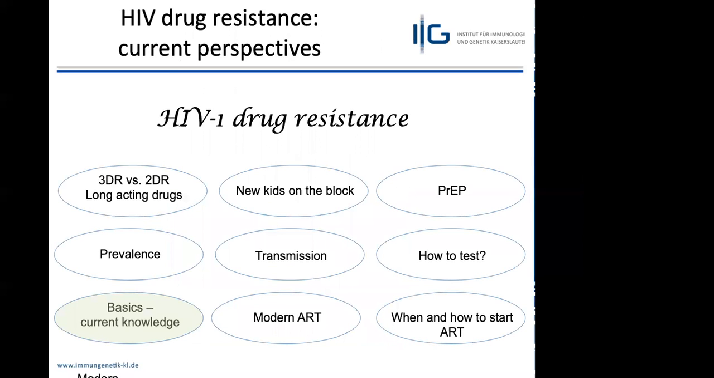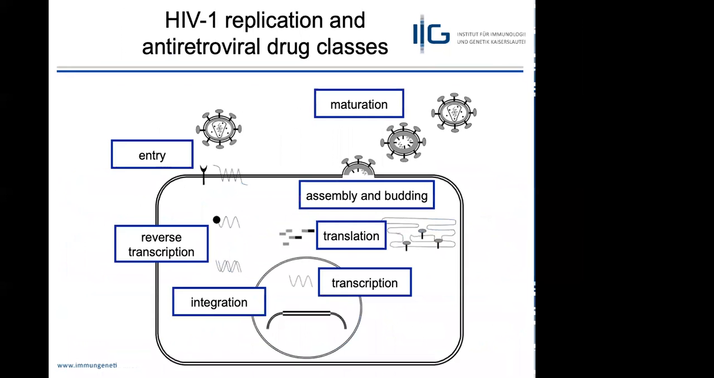About modern ART, when and how to start, about prevalence and transmission, how to test, as well as new kids on the block, 3 and 2 drug regimens, long-acting treatment regimens, as well as new PrEP options. So starting off by talking about basics, it's also talking about replication.